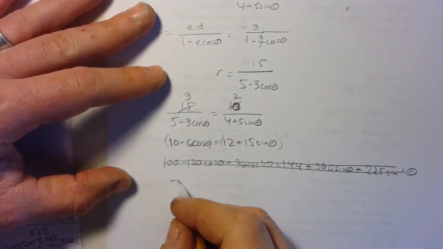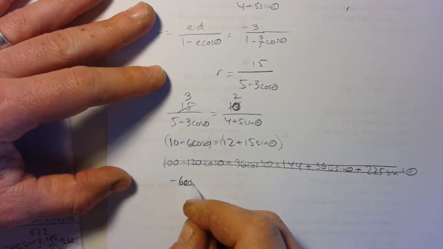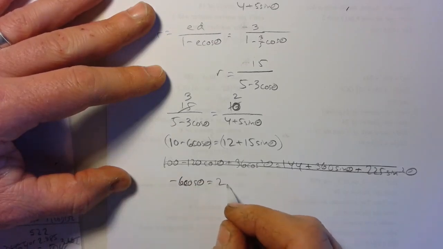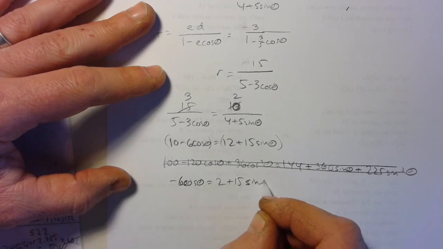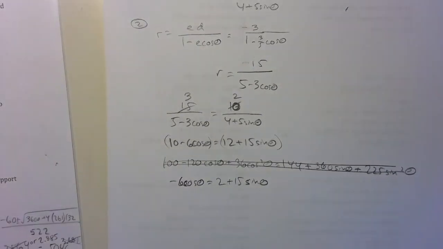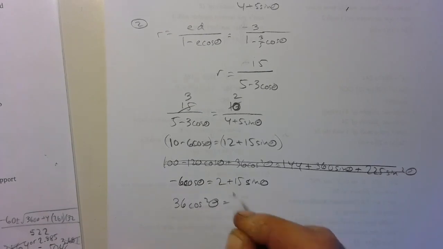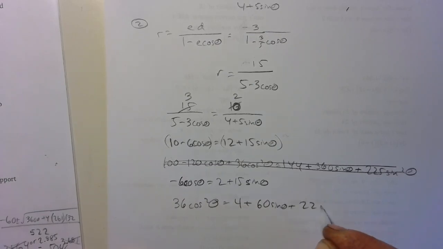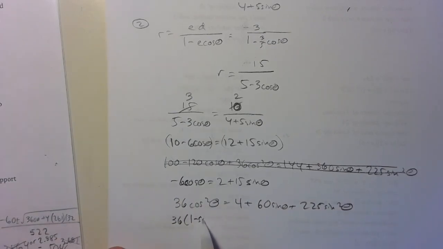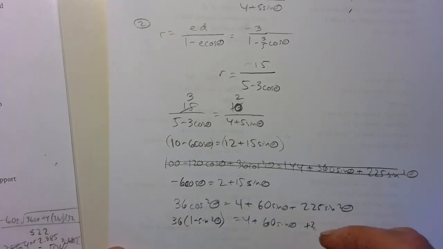So maybe I'll move the 10 over, so I'll have negative 6 cosine theta. Sorry about that, guys. But look at how much better this is going to be in terms of squaring everything out. I square that, then I get 36 cosine squared, and then 4 plus 60 sine theta plus 225 sine squared theta. Much better, because then I can just replace this with a 1 minus sine squared, and now I'm good to go, having all one trig function there.